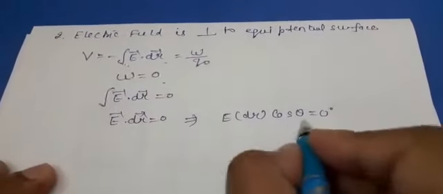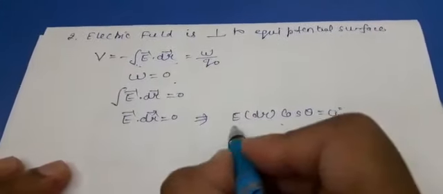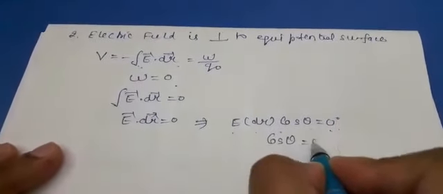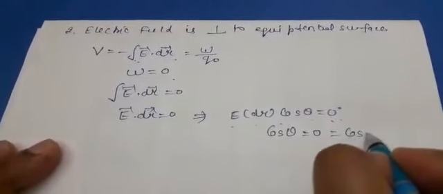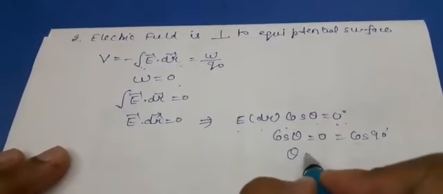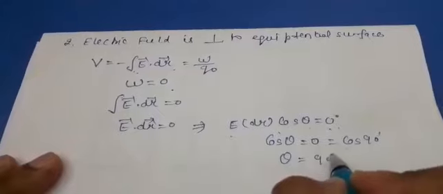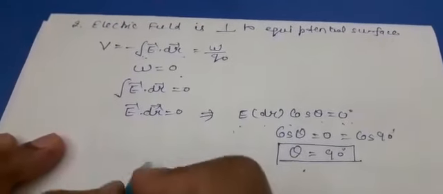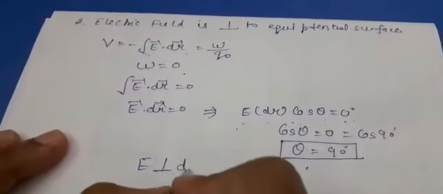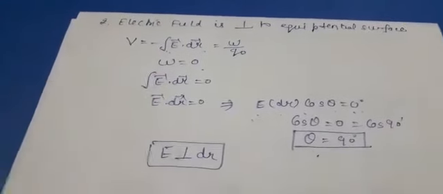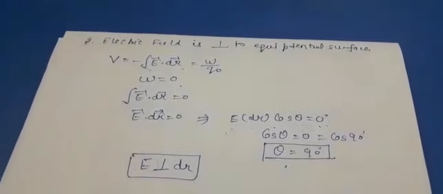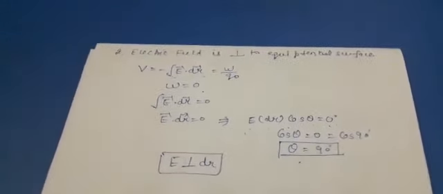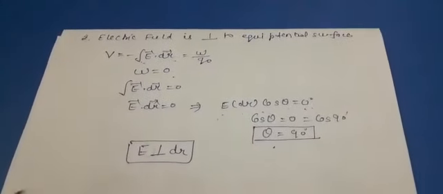Now here, what does it mean? This will result in 0. E cannot be 0. dr cannot be 0. It means cos theta will be 0. And it is possible only when the angle between field and displacement is 90 degrees or pi by 2. What does it mean? That electric field and displacement are perpendicular to each other. So this is a proof and we can use this result directly also. So electric field is perpendicular to equipotential surfaces.